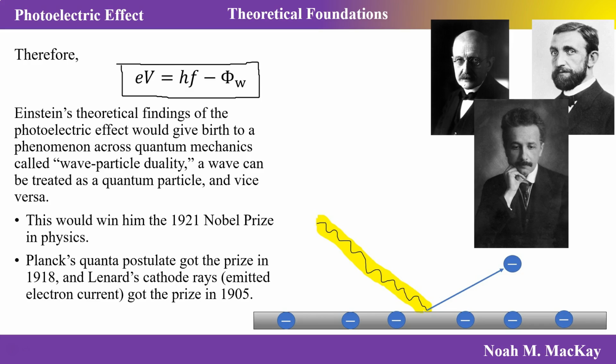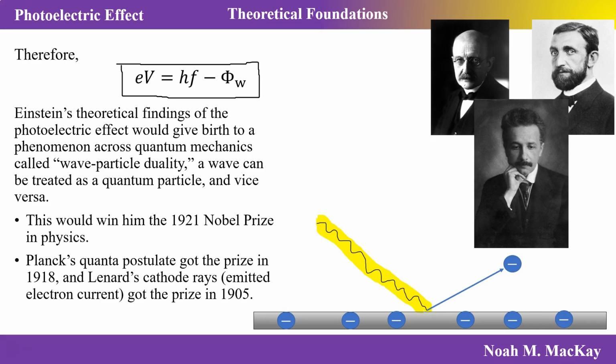This helped Albert Einstein win the Nobel Prize in 1921. Planck got his Nobel Prize for the quanta postulate in 1918. And even though this is the photoelectric effect, which started off with Lenard's experiment, the 1921 Nobel Prize was not shared with Lenard. Lenard had his Nobel Prize in 1905 for considering the emitted electron currents, which he called cathode rays.